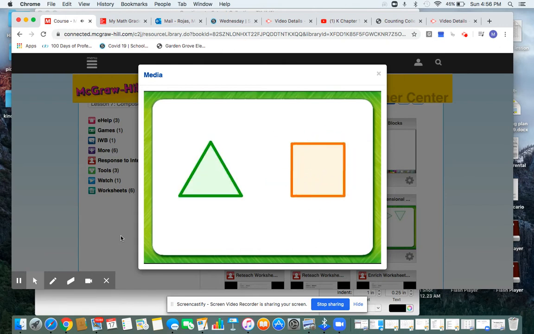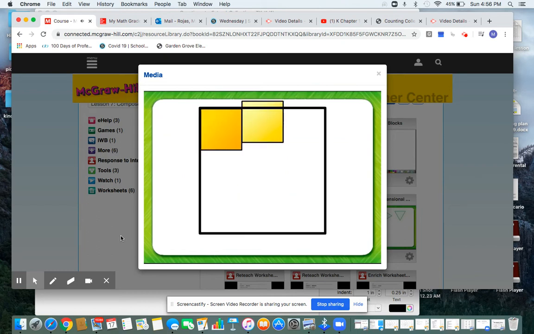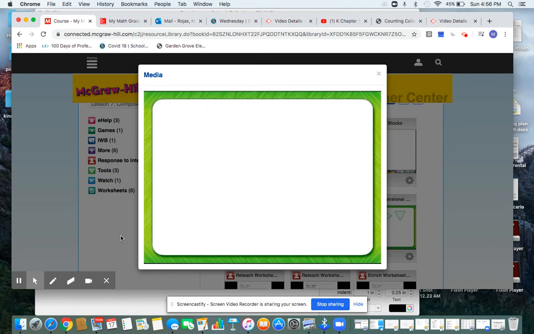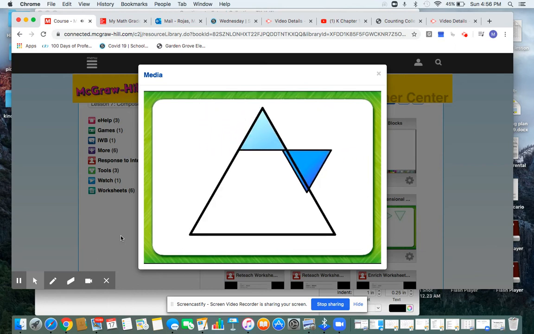We can also use squares and triangles to make a larger square and larger triangle. Watch how these 9 small squares fit into this one large square. Watch how these 9 small triangles fit into this one large triangle.